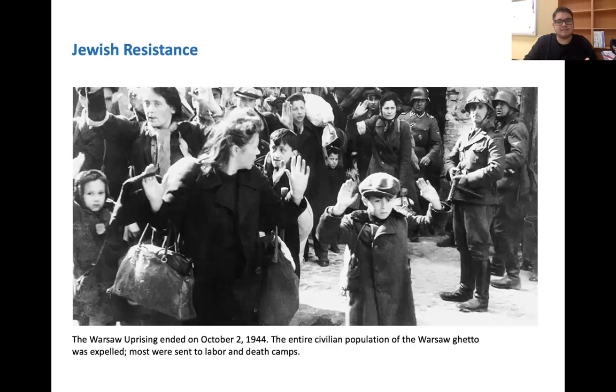Right, so this is the picture of the German uprising. The entire civilian population of the Warsaw Ghetto was expelled. Most were sent to labor and death camps, right? Most of the people in that city, the Jewish people in that city, were put to death.